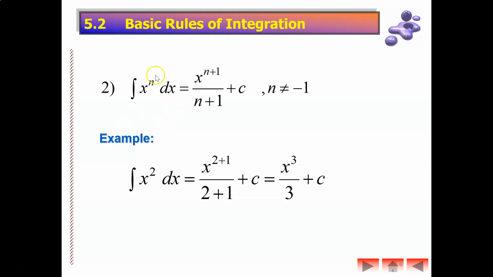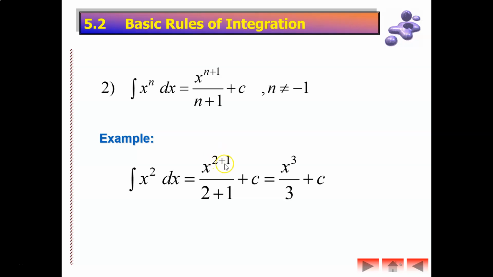So here, originally you have x to the power of n. When you integrate, you will have x to the power of n plus 1, divided by this new power, n plus 1. And don't forget to put your c, your constant. So let's see the example. Integration of x squared dx. So when you have to integrate this, remember you have to add 1 to the power. So you will get x to the power 2 plus 1.